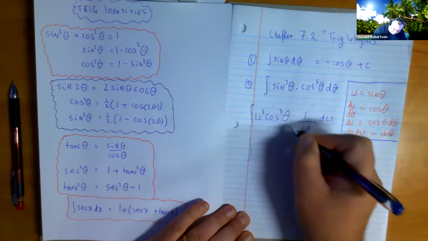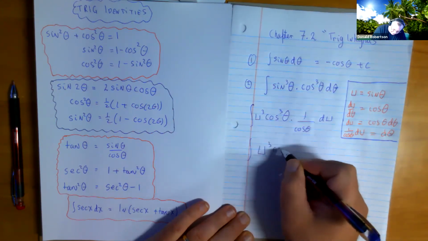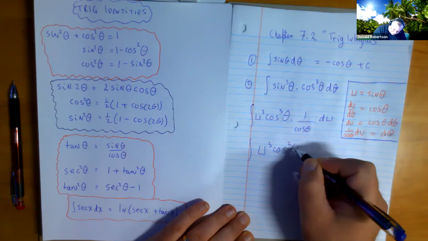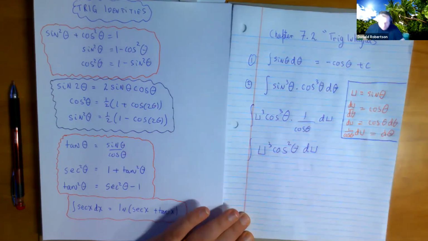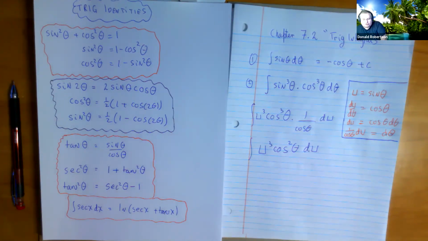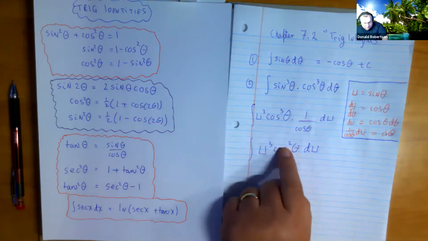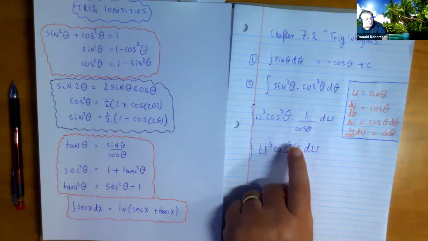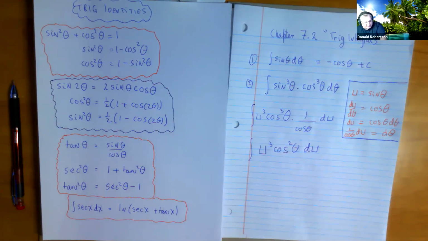And cancel out one of the cosines. And it's very, very common for something like this to happen. Now, normally you would be worried in a u-sub if there were some thetas or cos squared thetas left over. But this is where identities kick in.